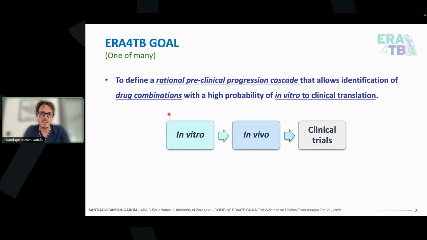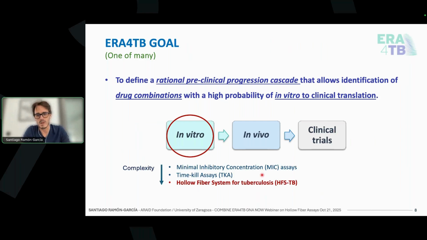And ERA4TB is focused on, broadly speaking, in vitro, in vivo, and clinical trials, and we are dealing with the in vitro part. We have been developing different tools adding complexity for MICs, time-kill assays, and especially the hollow fiber system. And to put a little bit the hollow fiber system in context, I'm gonna briefly speak about some things from the MIC and time-kill assays.